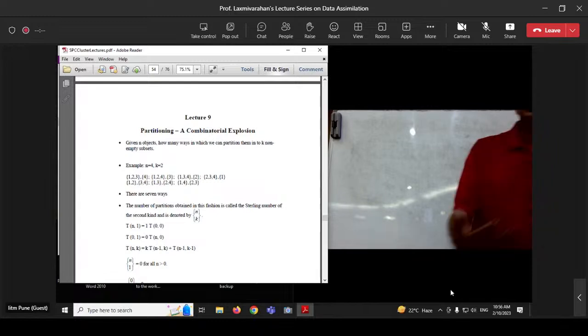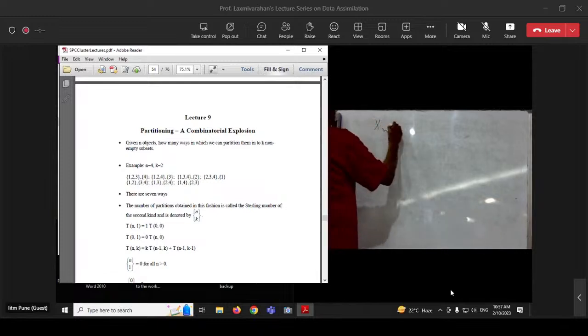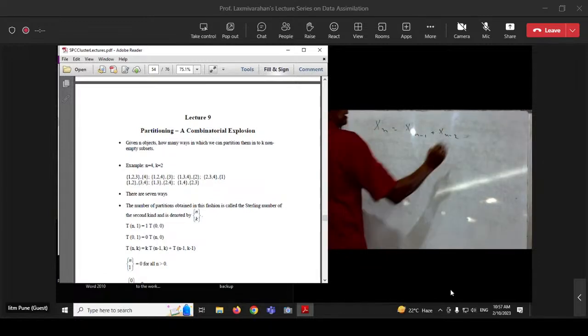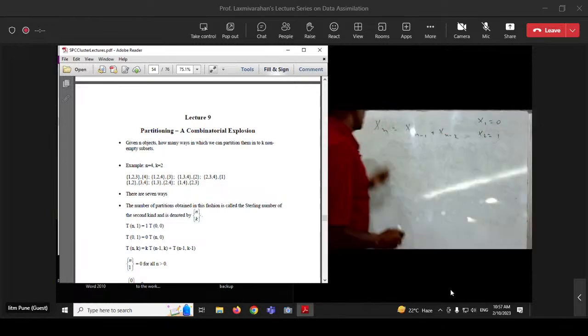Now, how does this number T vary as I vary n and k? How many are with me? So it's a difference equation in 2 variables, n and k. I'm going to give you a quick homework problem. Let's suppose x_n is equal to x_(n-1) plus x_(n-2), with x_1 is 0 and x_2 is 1. Compute the solution.